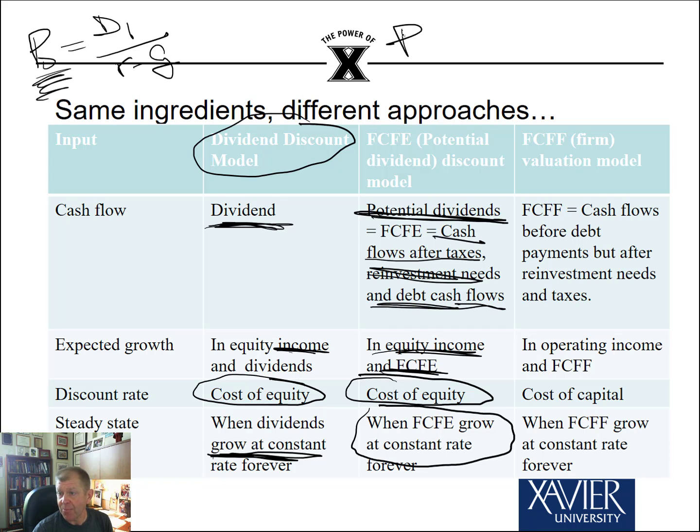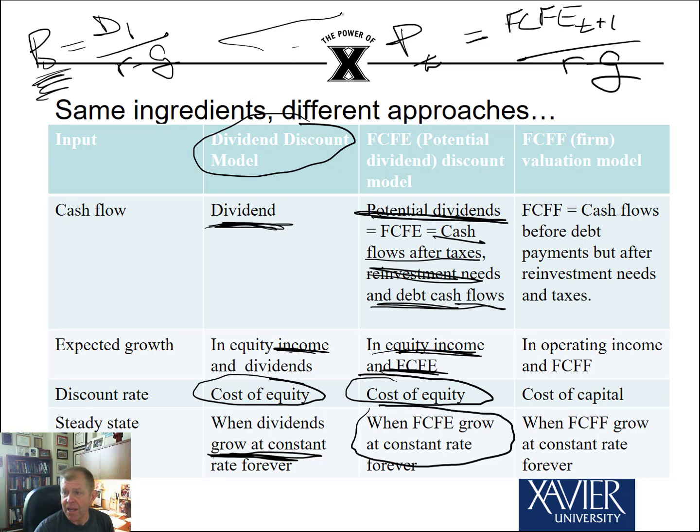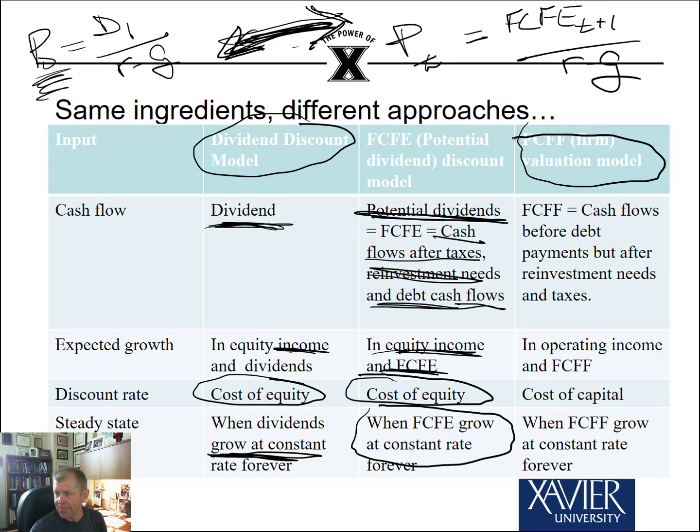So then I'm going to say the price at time t is equal to the free cash flow to equity at t plus 1 divided by R minus G. So really it's the same terminal growth approach. It's just that I'm discounting free cash flow to equity, or what the company could pay out in dividends, instead of dividends. And then finally, my other approach here is the free cash flow to the firm.